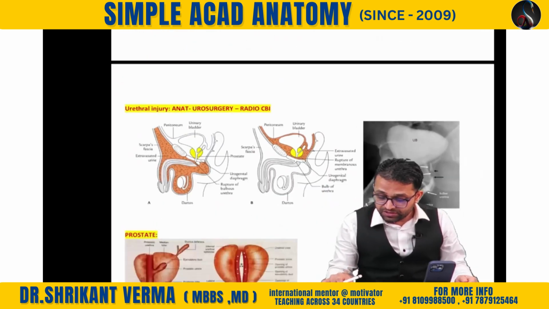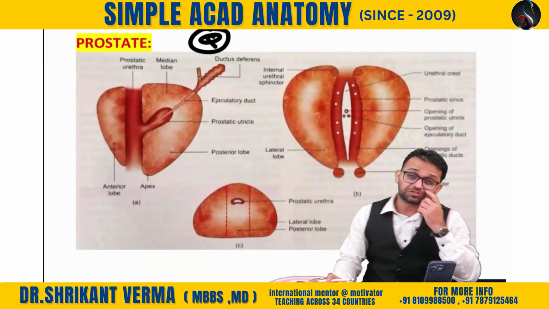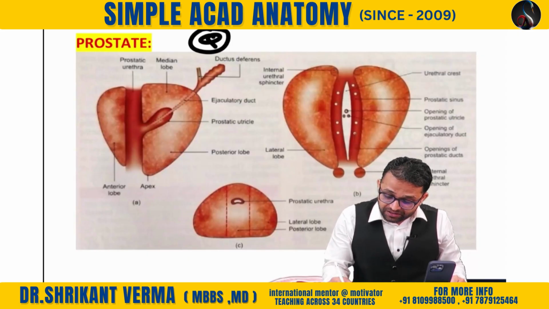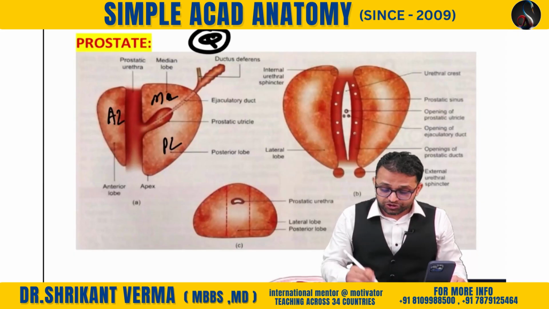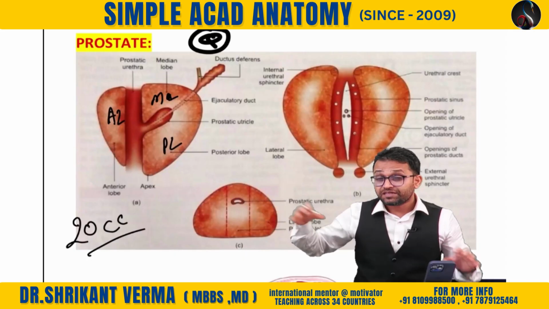Now look here further. Prostate. One question from the prostate in your clinical subject. Sure. Okay. So you can see the prostate gland. Remember, there are the lobes: anterior lobe, posterior lobe, median lobe. There was a question, the volume of the prostate lobe. Remember, normally 20 cc. If there is the tumor, cancer, it will get proliferation.